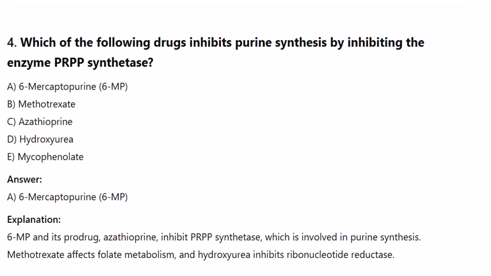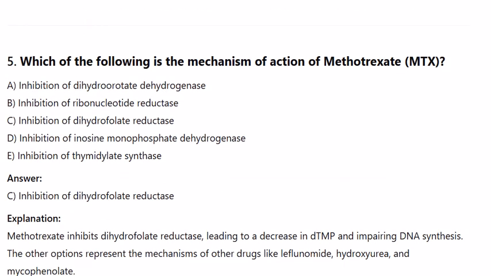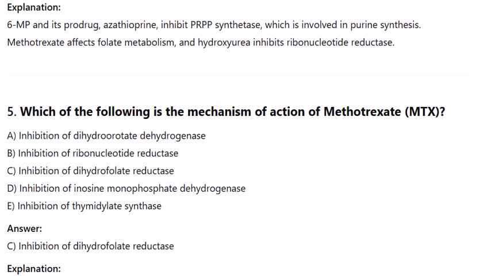4. Which of the following drugs inhibits purine synthesis by inhibiting the enzyme PRPP synthetase? A. 6-mercaptopurine, 6-MP, B. Methotrexate, C. Azathioprine, D. Hydroxyurea, E. Mycophenolate. Answer: A. 6-mercaptopurine, 6-MP. Explanation: 6-MP and its prodrug azathioprine inhibit PRPP synthetase, which is involved in purine synthesis. Methotrexate affects folate metabolism, and hydroxyurea inhibits ribonucleotide reductase.